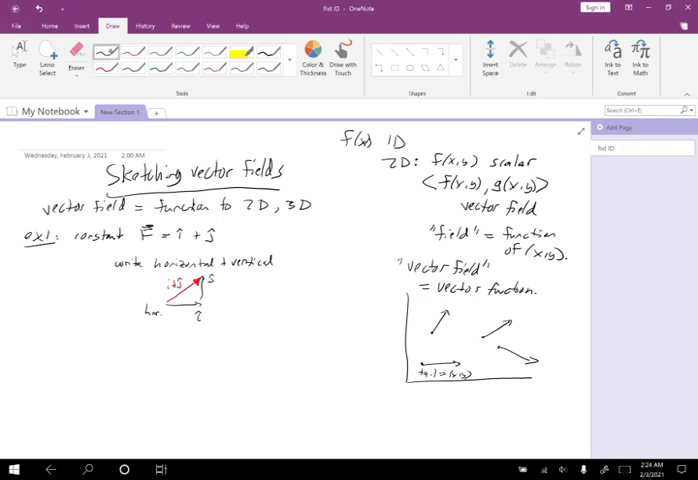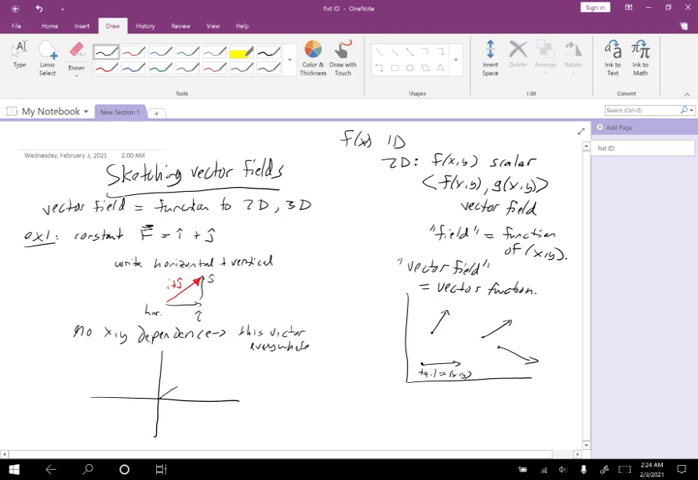To draw this as a vector field, it's constant. There's no x or y dependence. So it's just this vector everywhere. I could draw one here, one here, one here, and I could also draw one over here. I'm drawing them all with the same length and the same direction. You don't have to go too crazy. I think this is enough to draw.